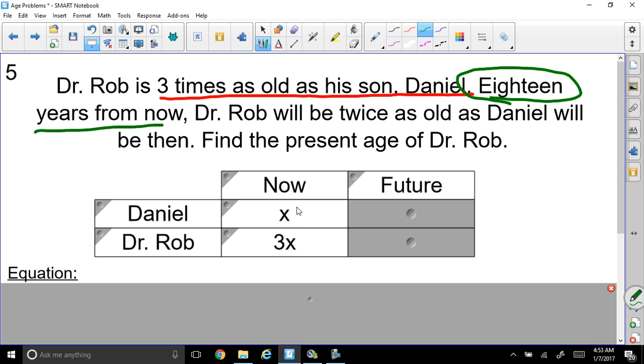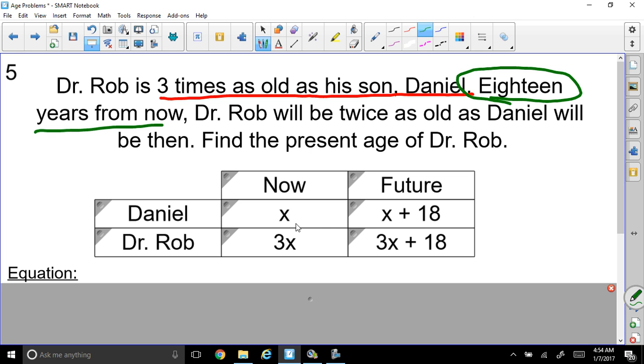Well, wait a minute. If Daniel, my son, is X years old, 18 years from now is the future, so I'd have to add on 18 years to his current age, and that'll give me his future age. So 18 years from now, Daniel would be whatever his age is now plus 18, as well as Dr. Rob, whatever his age is now, we would add 18 to get his future age. So there is what their future ages will look like, 18 years plus whatever their ages are now.